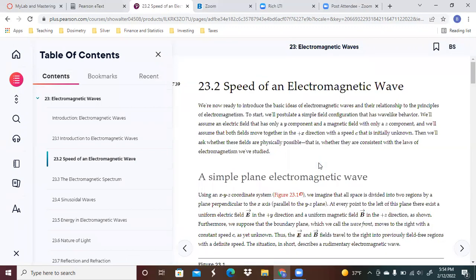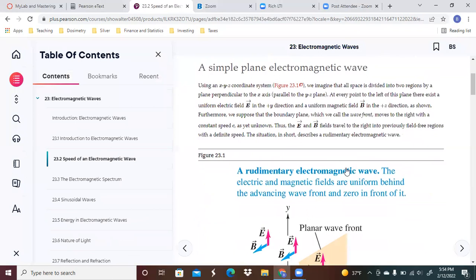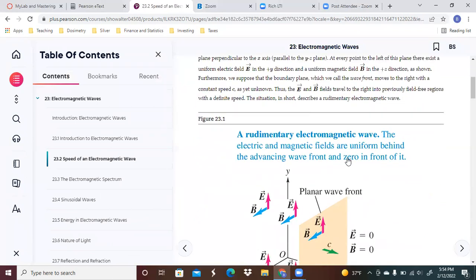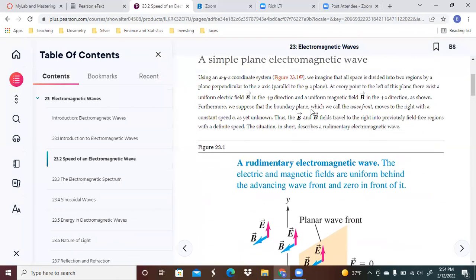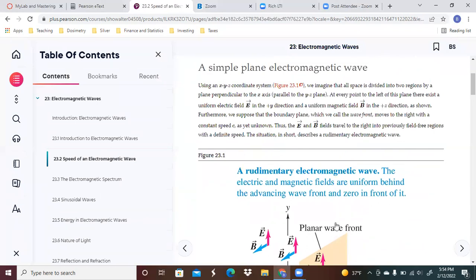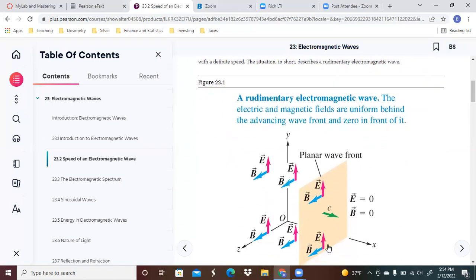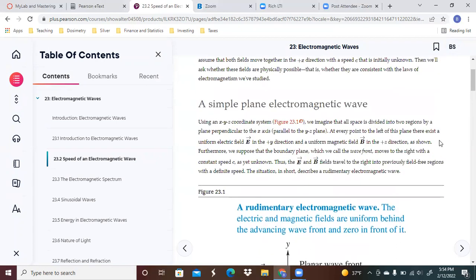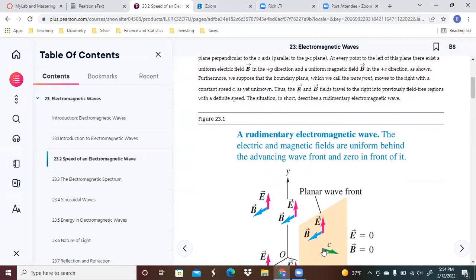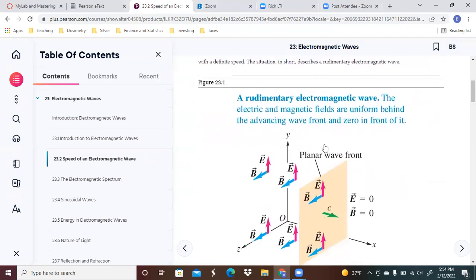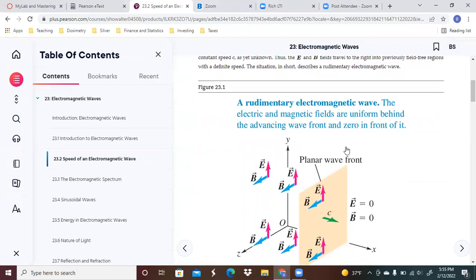So let's go on to section 2 here, the speed of an electromagnetic wave. So if we take a look here, using a rectangular coordinate system, we're going to imagine that space is divided into 2 regions by a plane perpendicular to the x-axis. So you've got this plane going right here. At every point to the left of this plane, there exists a uniform electric field. So in other words, you get an electric field that's sort of bouncing up this way, down this way, up this way, down this way, that kind of thing.